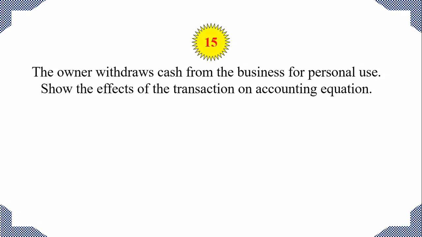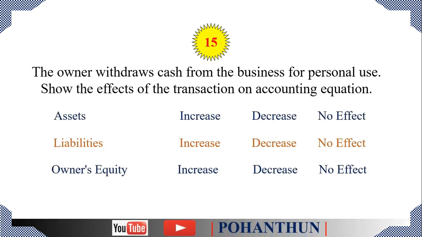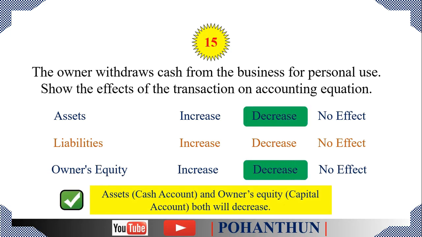Question number 15. The owner withdraws cash from the business for personal use. Show the effects of the transaction on accounting equation. When the owner withdraws cash from the business for personal use, it reduces the company's assets, specifically cash holdings. Simultaneously, it diminishes the owner's equity, reflecting their decreased claim on the company's assets.